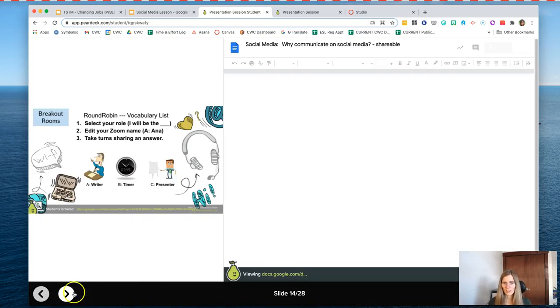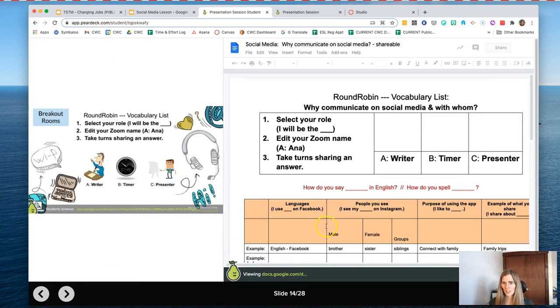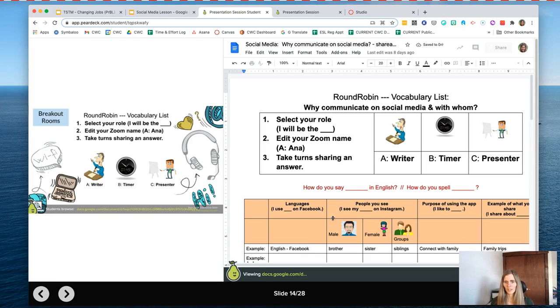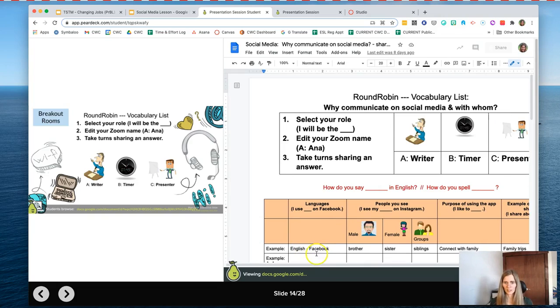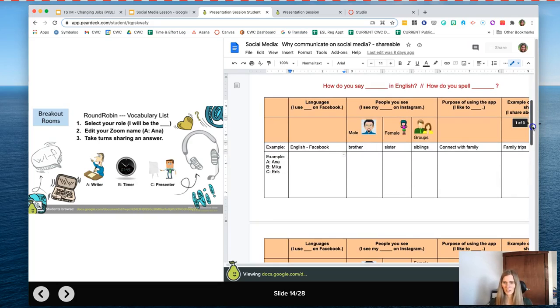I added this conversation piece for breakout rooms. There were teams of 3. Each person had a role: a writer, timer, and presenter, and they had to respond to the prompts in the activity. The writer would write the responses from the team, and when the teams were finished and came back to the main Zoom class, the presenter would share 2 things from the activity from their team.